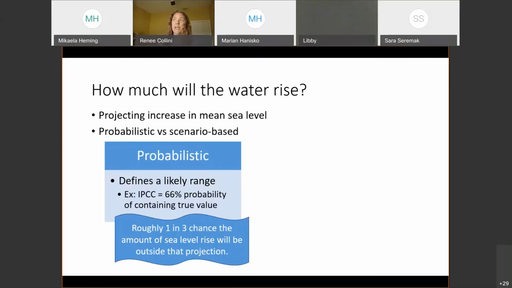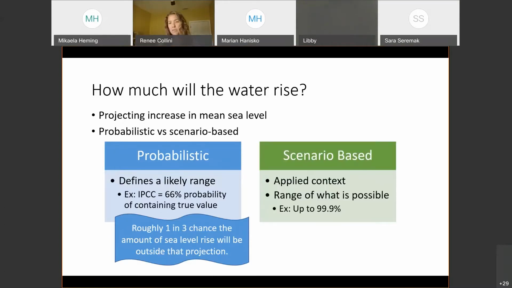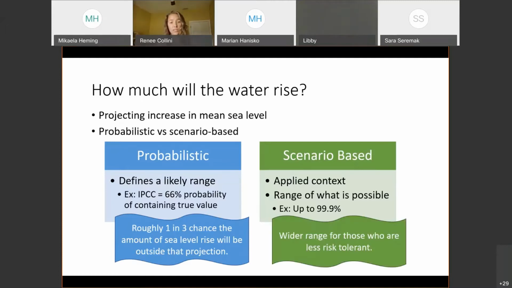So for people who are planning for, say, really risk-averse things, the example they gave in a recent report was if a nuclear power plant was being designed, you're not going to want to run the risk that there's a 1 in 3 chance water will be higher than what you're planning for. So then there are these scenario-based plannings, and it has a very applied context. So it's taking that range of what's possible at almost its entire range. And this wider range is for those who are less risk tolerant. And so I'm going to give a quick display of what that looks like in hopes to help make this a little more accessible.